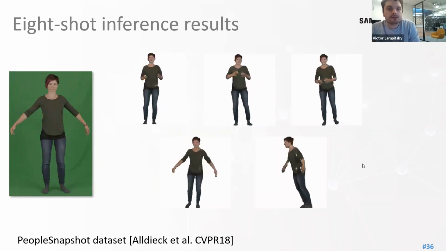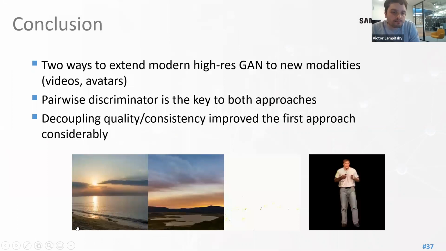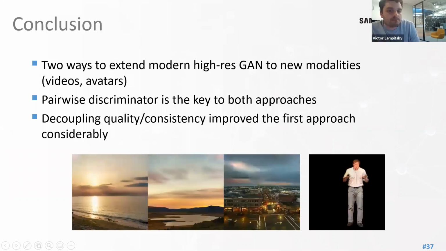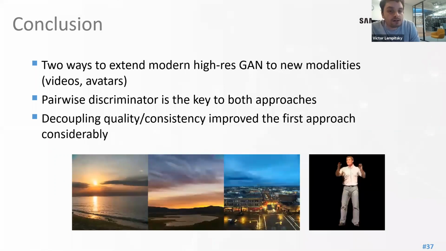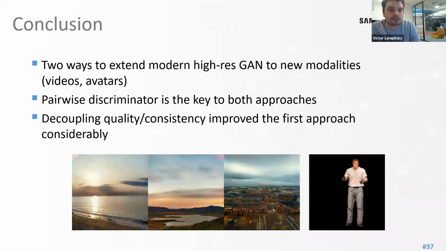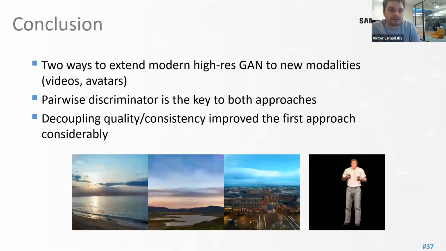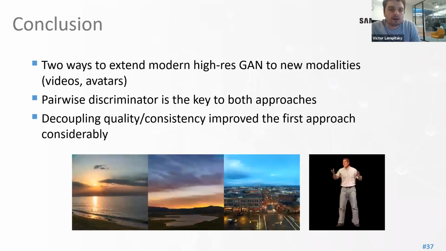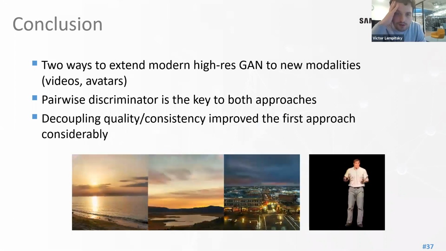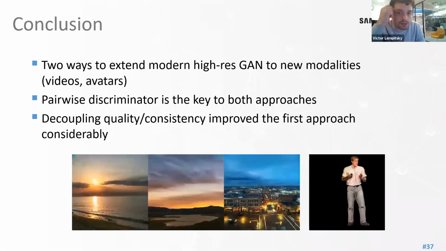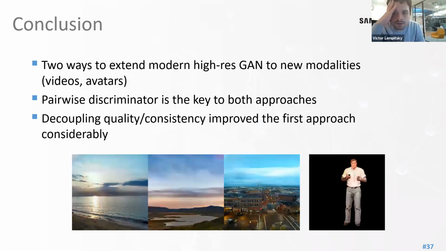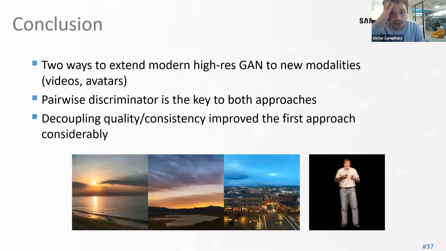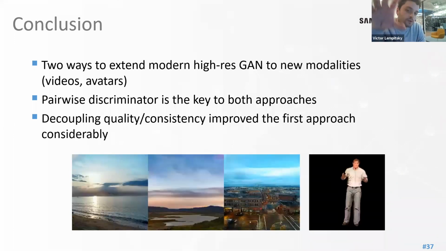Okay, so this brings me to the conclusion. I think I've shown you a general pattern of how GANs can be extended to more complex objects than static images. In this extension, the pairwise discriminator plays the key role. I think one interesting challenge, which here we solved in a problem-specific way, is that maybe there could be some consistent approaches to decouple the roles of the pairwise discriminator and the unary discriminator, how to force the unary discriminator to pay attention to the quality and the pairwise one to the consistency.